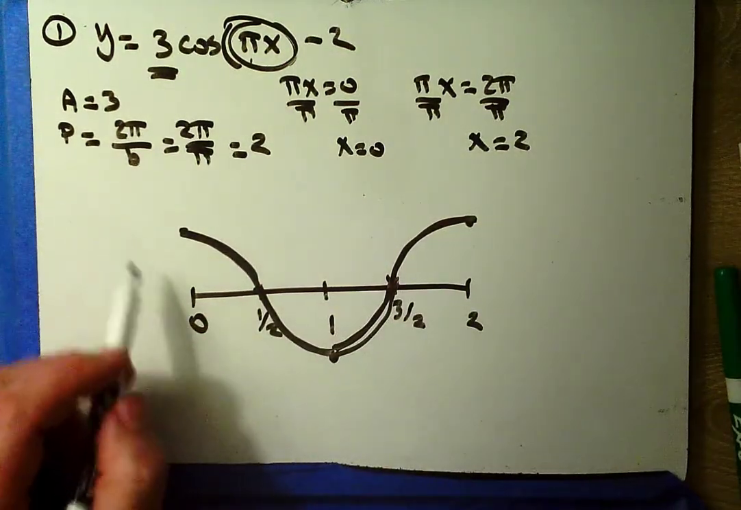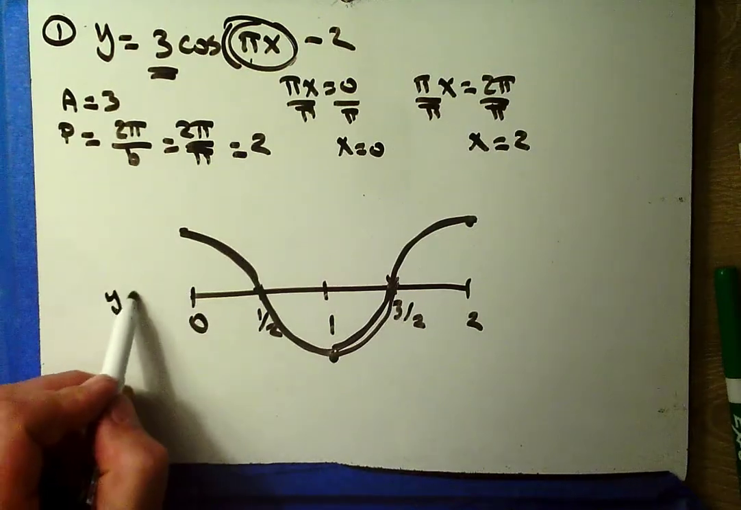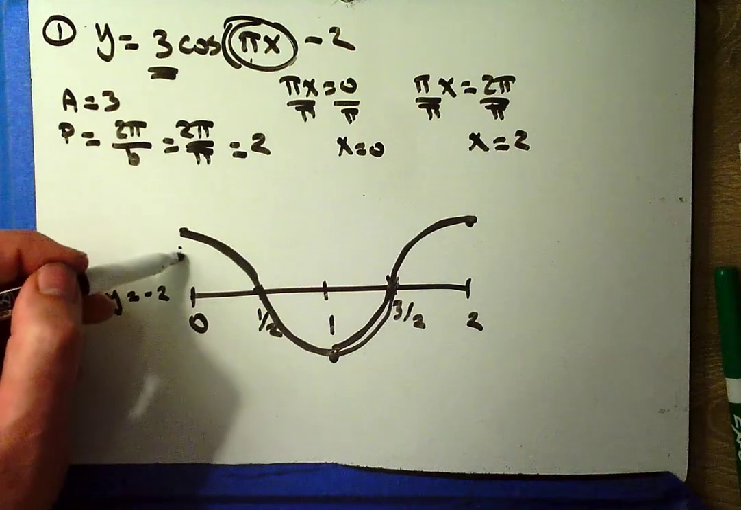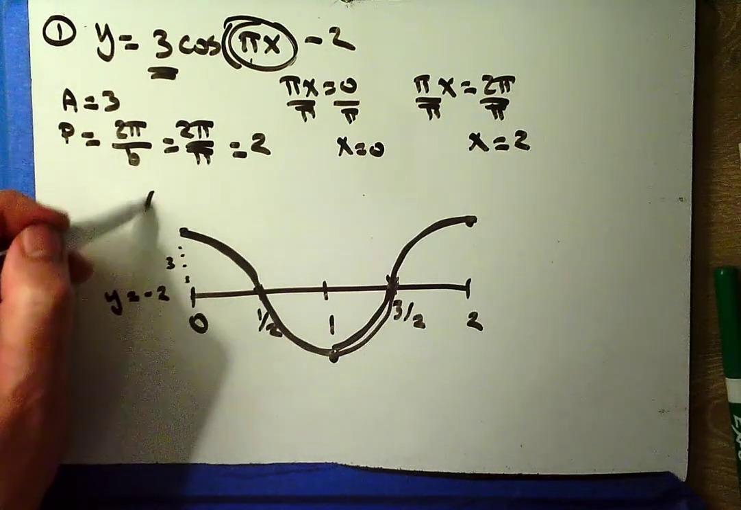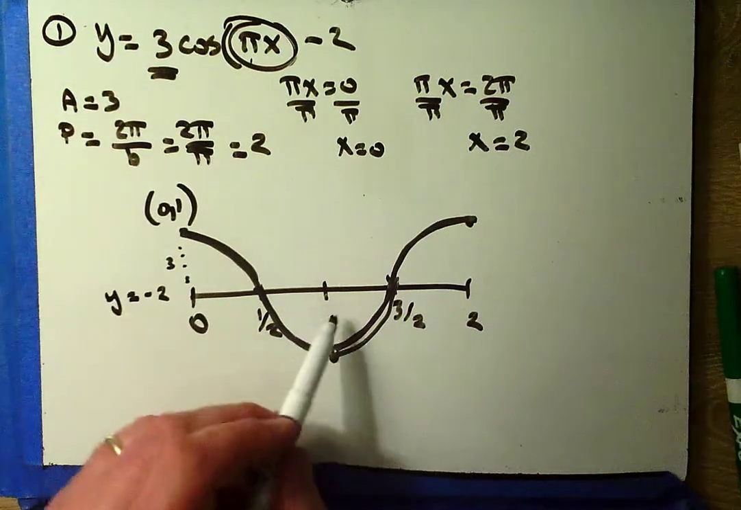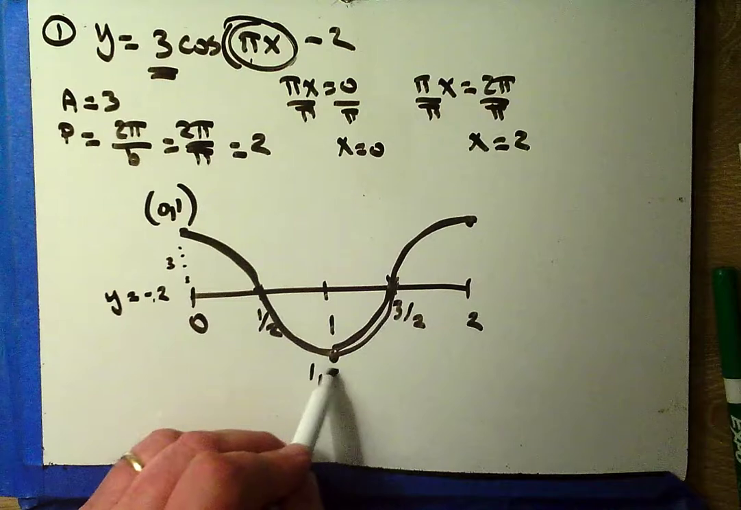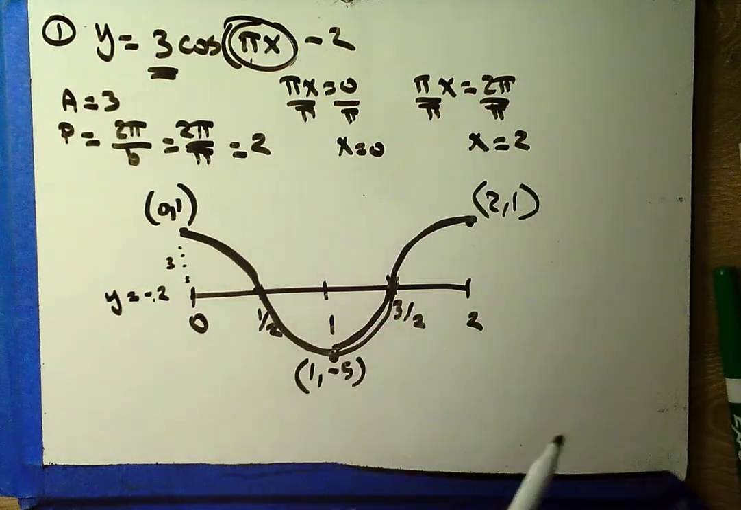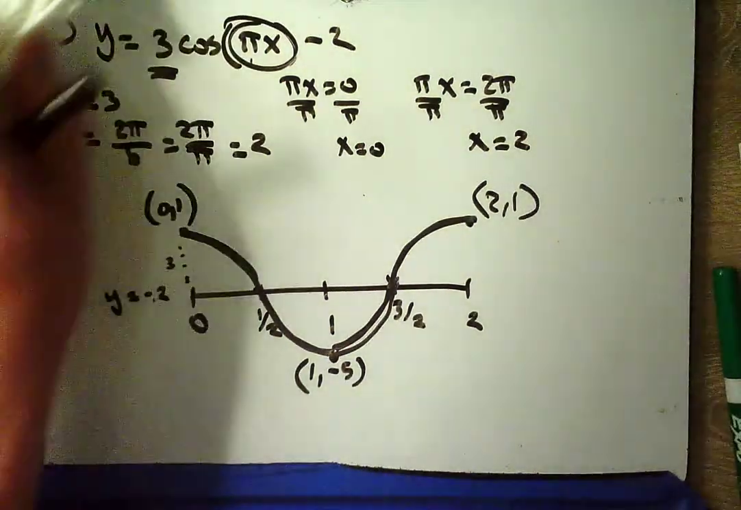Okay, next we're supposed to label our midline, our sinusoidal axis. So this is y equals -2. The amplitude we said was 3, so 3 plus -2 is 1. And -2 minus 3 is going to be -5. So there's number 1. Okay, let's take a look at number 2.